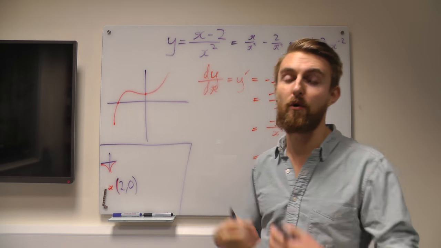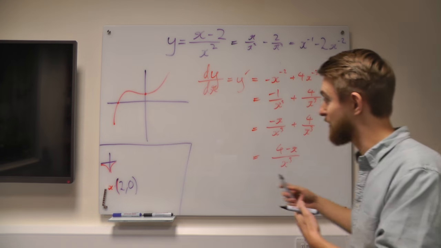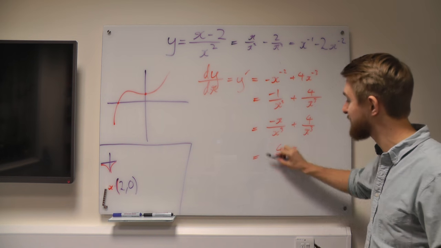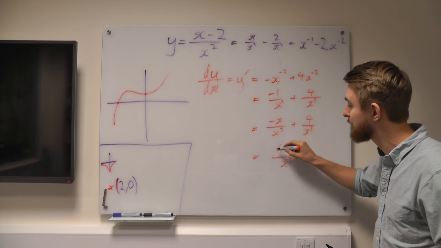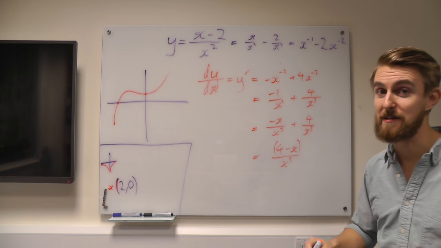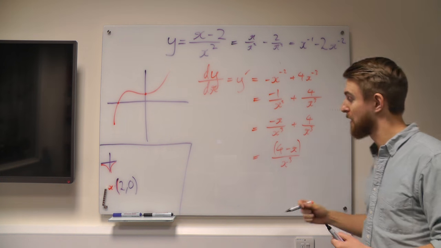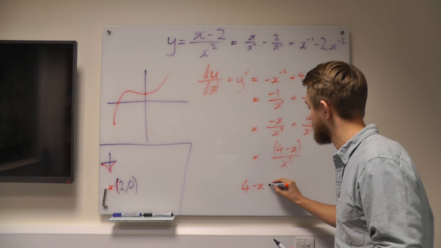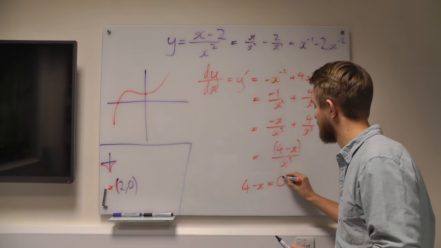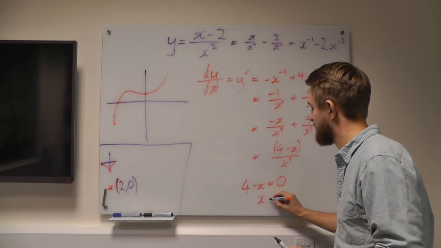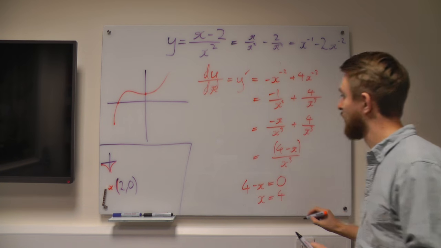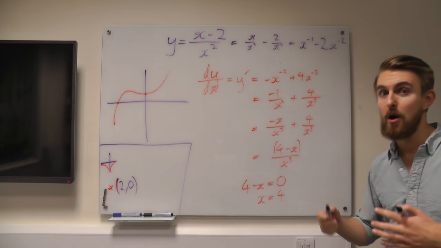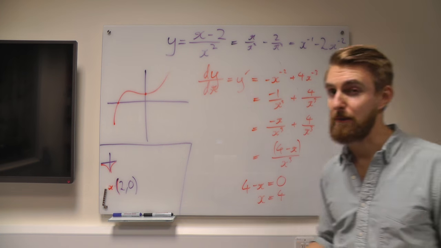We use the same logic as we did for the asymptotes, and as for the intercepts, we're going to say, okay, as a fraction, we know that if we can make this top line, the numerator, zero, then the whole thing's going to be zero. So we just have to solve the equation 4 minus x equals zero. Well, that's nice and easy again. It's just x equals 4. So we know at the point x equals 4, we've got a stationary point.